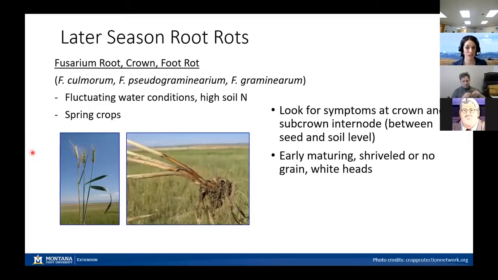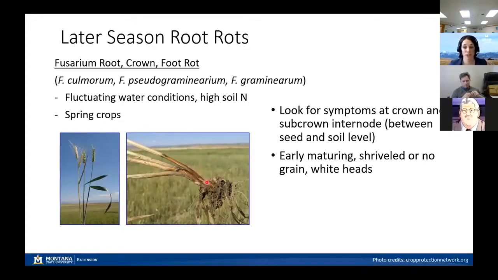Some telltale symptoms of this disease are, as I mentioned before, these white heads. They're pretty typical for Fusarium root rot in the field. And when we're looking at the root system and the lower stem, typically the roots are brown and discolored, especially the subcrown internode, and rather poorly developed. And we will see this characteristic chocolate brown, dark brown discoloration of the lower stem, which extends up to the second node.